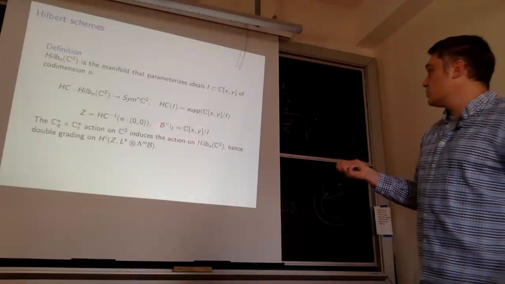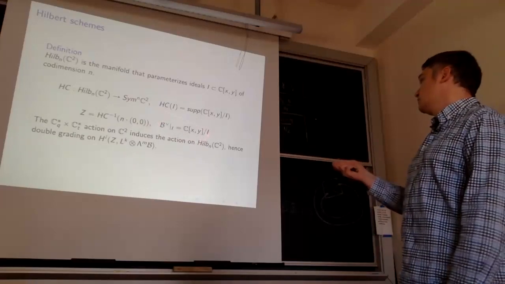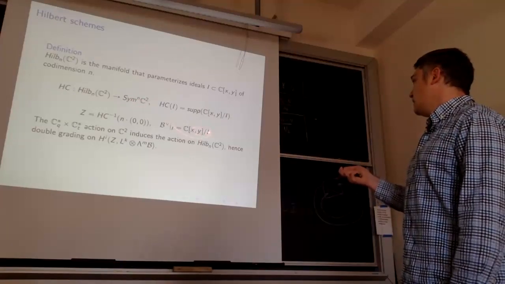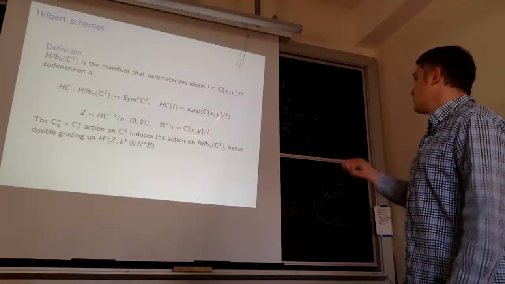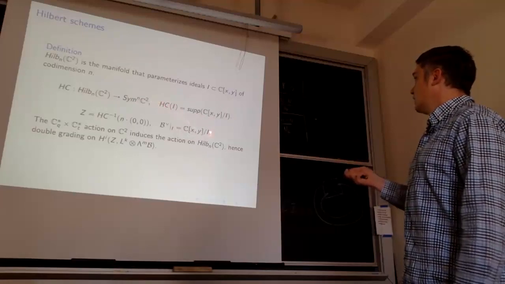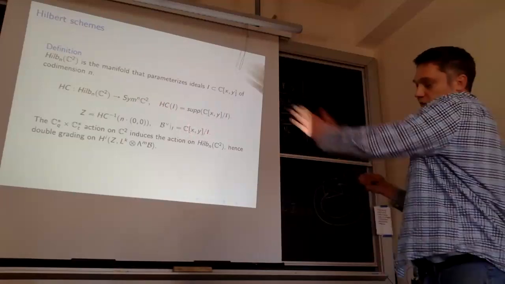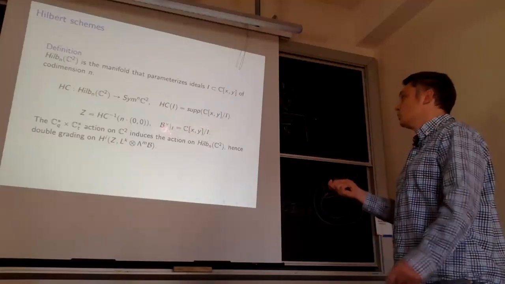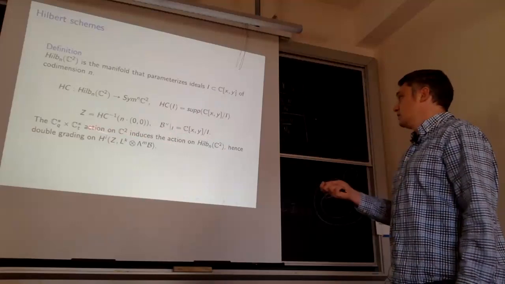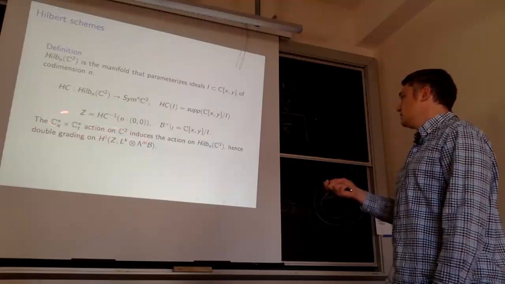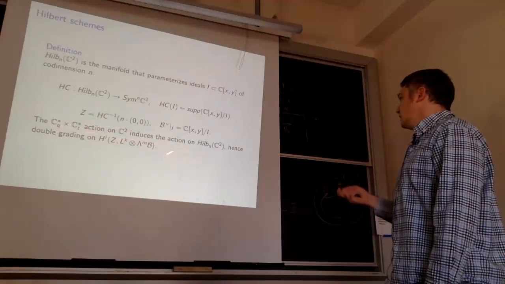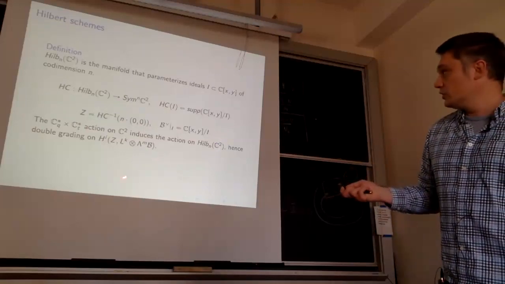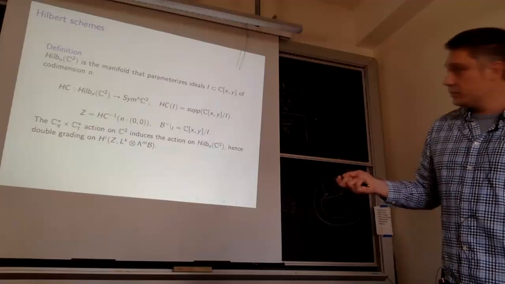There is a natural vector bundle of rank n on Hilbert C2: for the ideal I, we take the quotient, which is n-dimensional by definition. It's a vector bundle of rank n, sometimes called the tautological bundle. I take the dual of it, and I get B. There is a C star cross C star action on Hilbert C2, and we get a grading on each homology group.